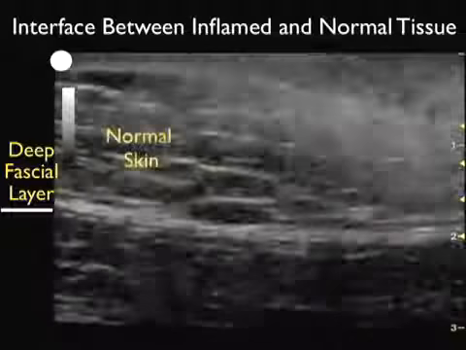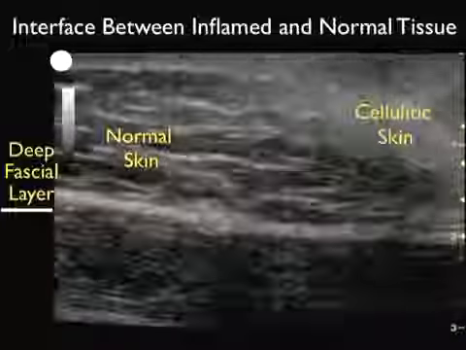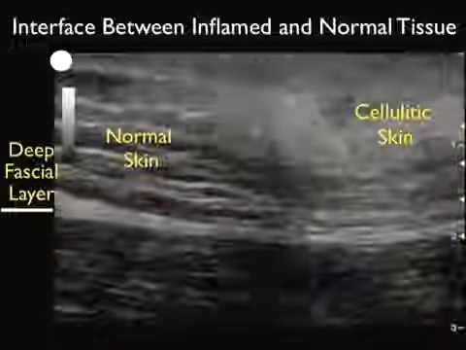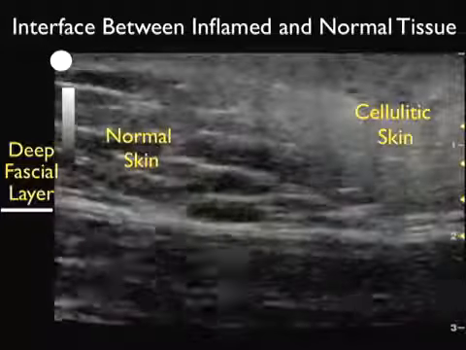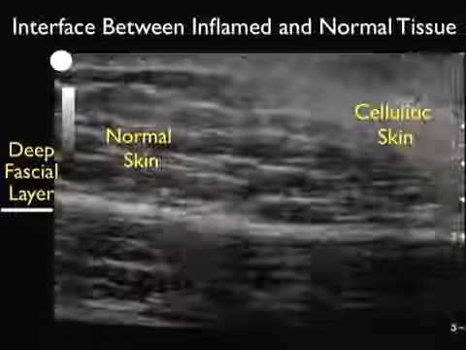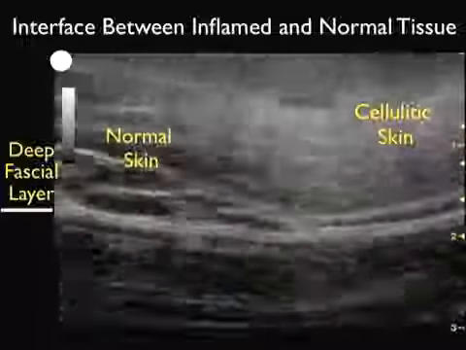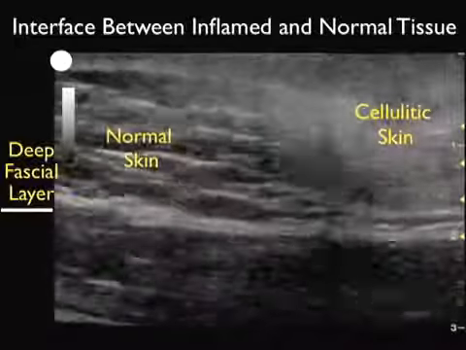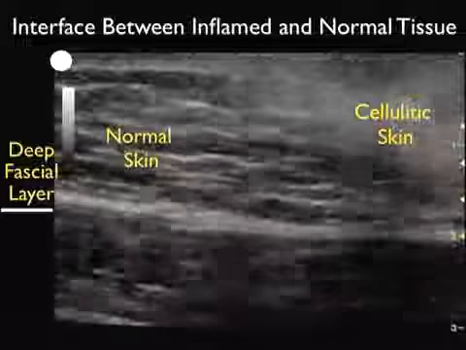Again, we notice the deep fascial layer at about the 2 centimeter mark. Now we note the normal skin to the left of the video clip here with the well delineated fascial planes. But notice here towards the right the area of cellulitic skin, and notice the obliteration of the normal tissue plane seen within the fascial layer.